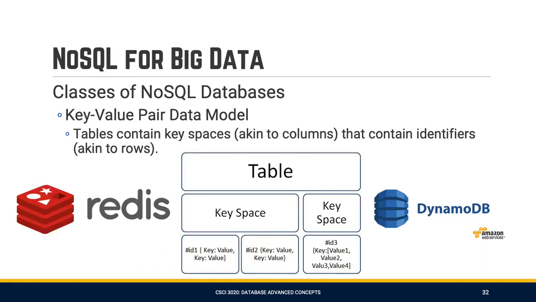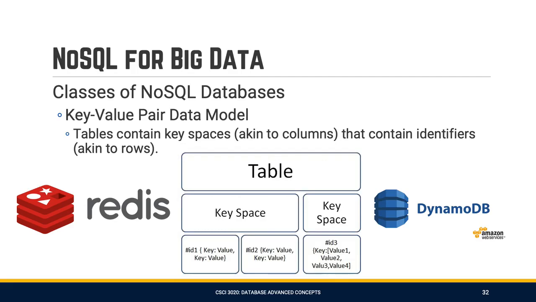The second one is the key-value pair data model, where a table contains key spaces, which are like columns, and then that contains identifiers that are like rows. So each identifier becomes a row in the database. The key spaces allow you to do things like indexing pretty easily. Two examples of that are Redis and DynamoDB with Amazon Web Services.